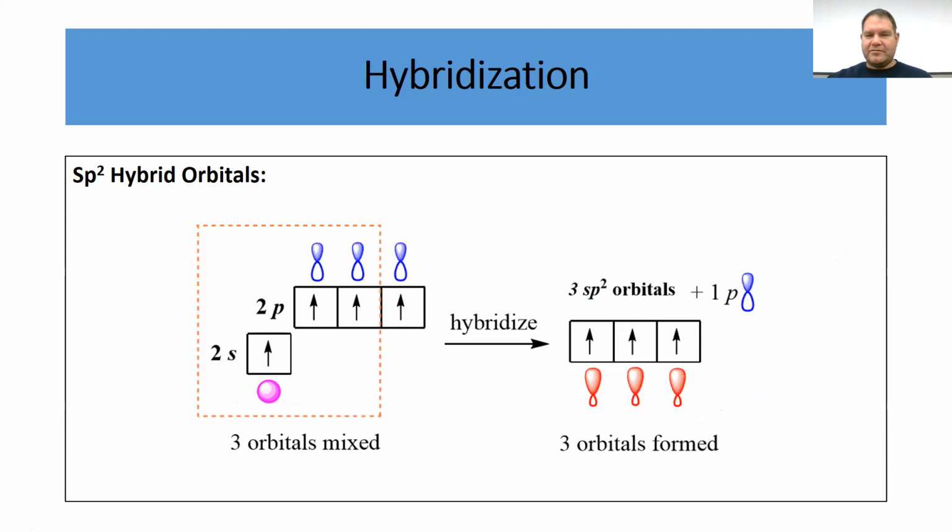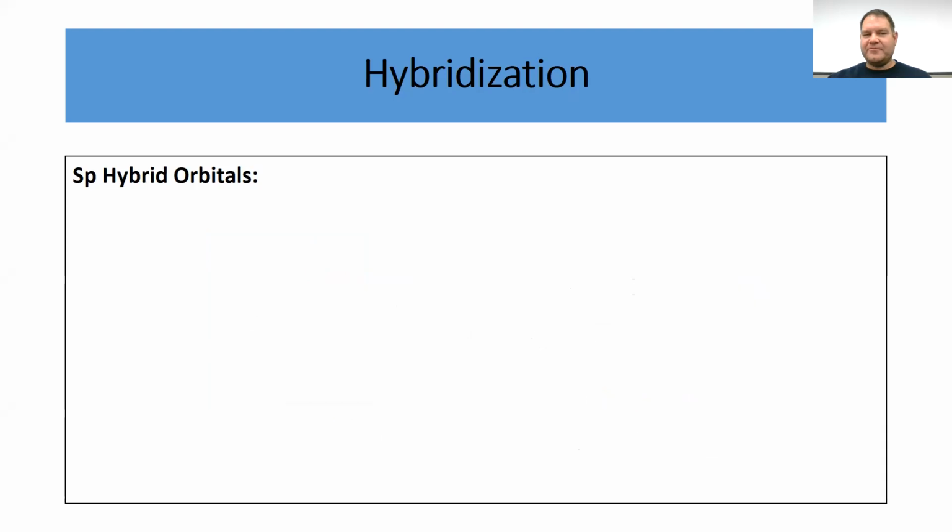All right, now we're going to talk about one more type of hybrid orbital, and that's sp. Okay, so just as the name implies, we're going to take one s orbital and only one of the p orbitals and mix them together. Okay, so let's draw our diagram of what this would look like for carbon again. So carbon has a 1s orbital that's filled.